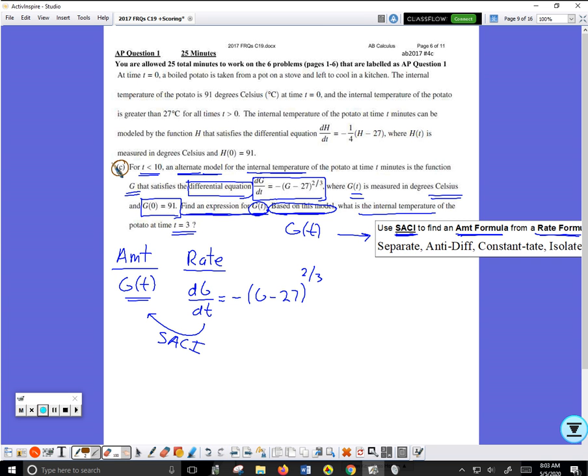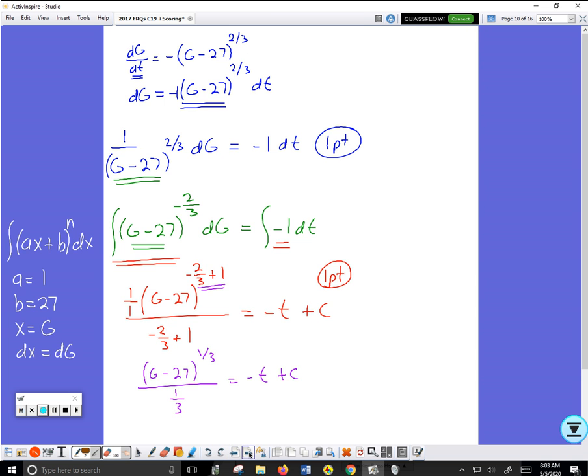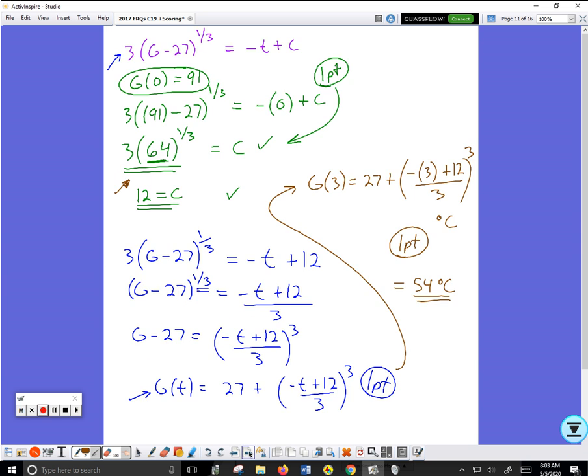Once again, the points were awarded as 1 point for separating, 1 point for finding the antiderivatives, 1 point for plugging in the initial condition here and finding C. That was here or here. So 1 point total for that. 1 more point for isolating, getting the G of t alone. And 1 final point for plugging a 3 into that G of t equation. So a total of 5.